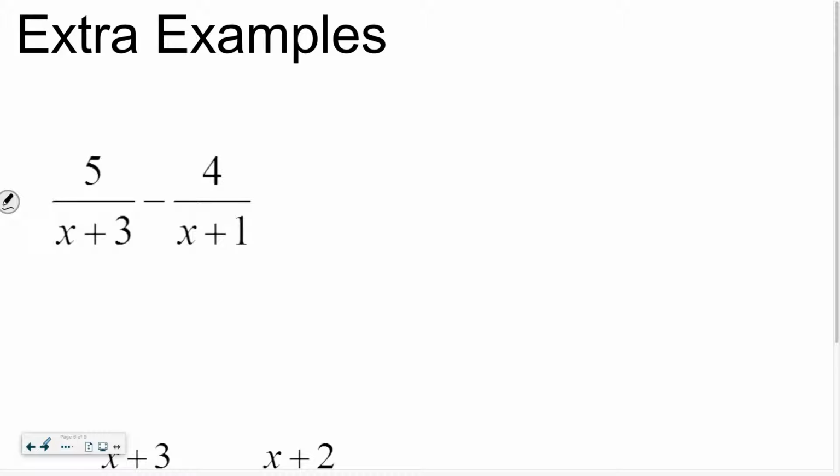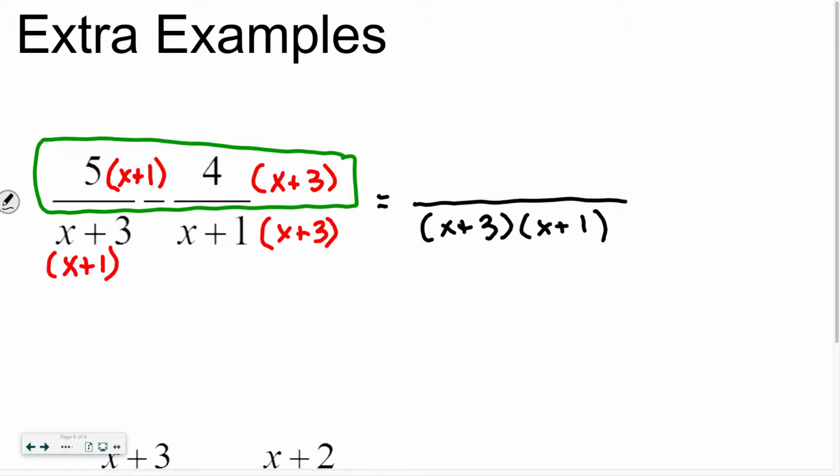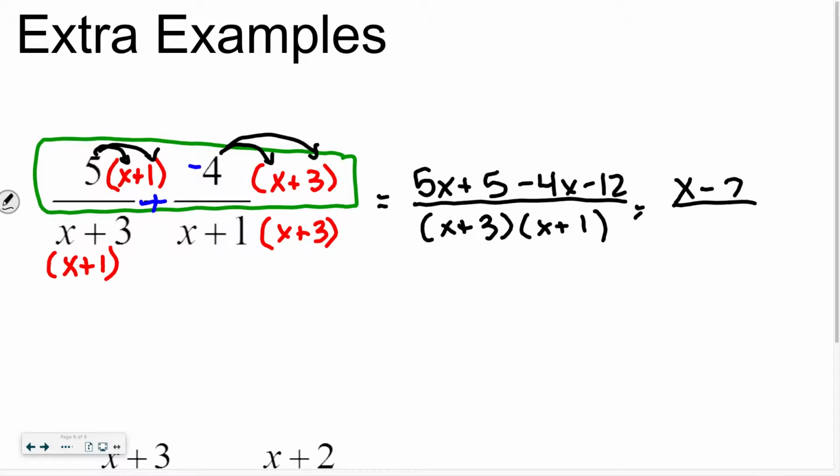Next example, this one I can see not common denominators and neither one factors, so now I'm going to have to change both. This first fraction needs a factor of x plus 1. The second fraction needs a factor of x plus 3. I now have a common denominator of x plus 3, x plus 1. And I'm going to work up in my numerator. So I'll get 5x plus 5. And then this minus 4 I'm going to actually change to a negative 4, so that when I distribute it, I'll get negative 4x minus 12. Combine like terms in the numerator, I've got x minus 7 over x plus 3, x plus 1. Again, I can easily see that those factors are not the same, so nothing cancels, and this is my final answer.